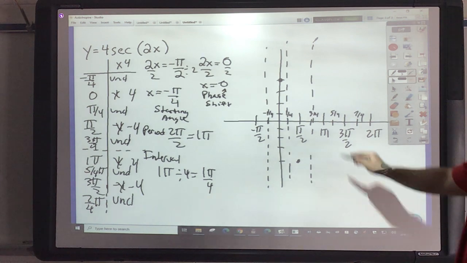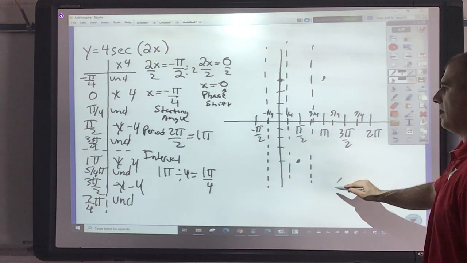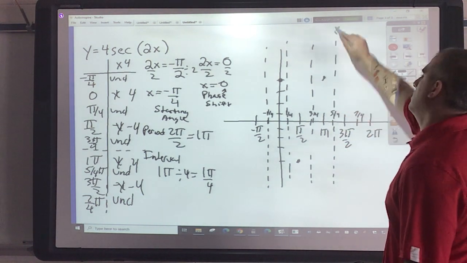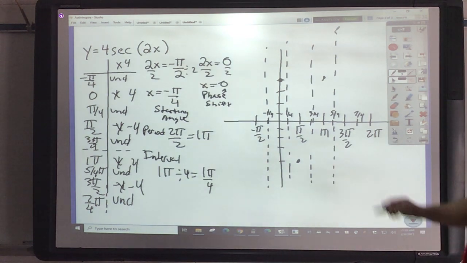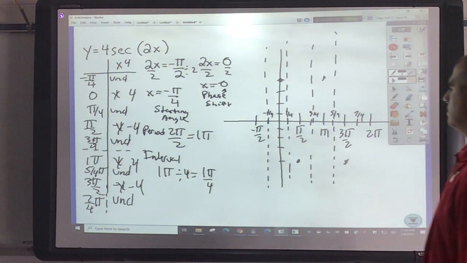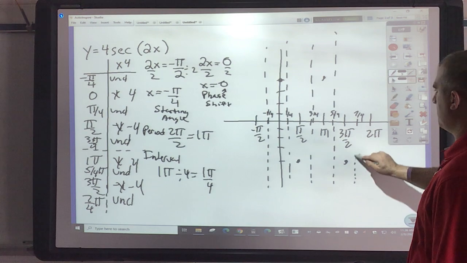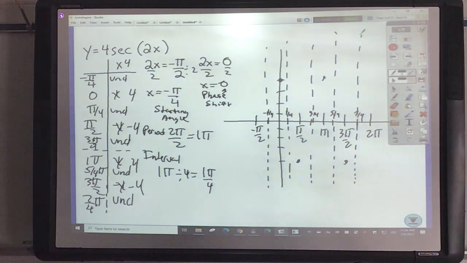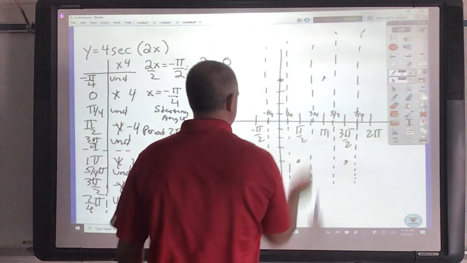At 1 pi, I'm back up at 4. At 5/4, I'm undefined. At 3/2, I'm at -4. Okay, at 7/4, I'm undefined. Okay, so the question is which way do I go with the U shape?